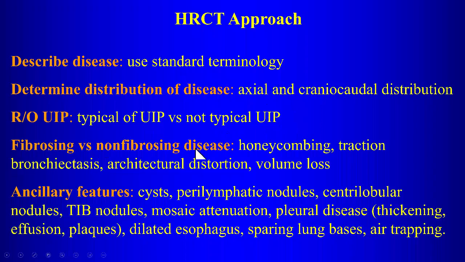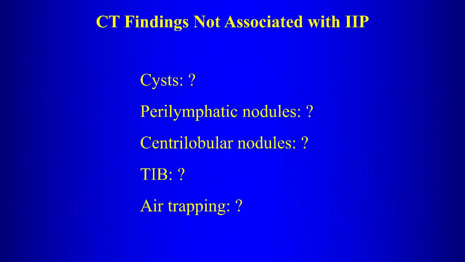Fibrosing versus non-fibrosing disease. So honeycombing, traction bronchiectasis, architectural distortion, volume loss, all of these on CT are evidence of fibrosis, especially traction bronchiectasis, one of the most important things that you'll look for. And then there can be ancillary features that can point you to an alternative diagnosis, not an idiopathic interstitial pneumonia: cysts, perilymphatic nodules, etc. All of these things that you need to be careful to look for, because these can point to an alternative diagnosis. So you have to keep all of this in mind as we are approaching a high-res CT scan.